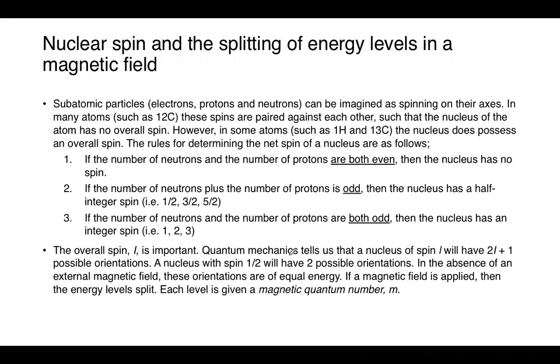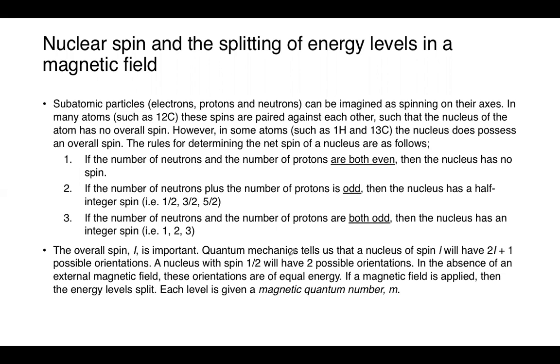So, nuclear spin and the splitting of energy levels in a magnetic field. Subatomic particles, electrons, protons, and neutrons can be imagined as spinning on their axes. In many atoms, such as carbon-12, these spins are paired against each other, such that the nucleus of the atom has no overall spin. So there are as many spin up as there are spin down. However, in some atoms, such as hydrogen and carbon-13, the nucleus does possess an overall spin. So the rules for determining the net spin of the nucleus are as follows.